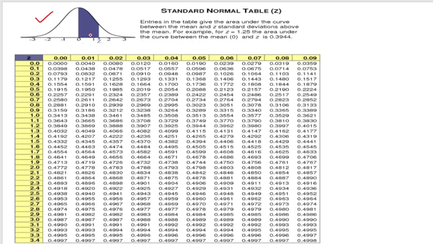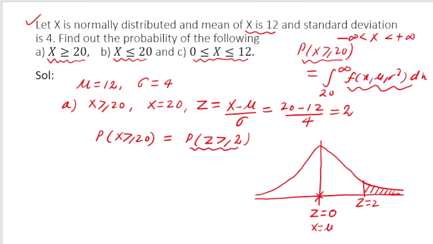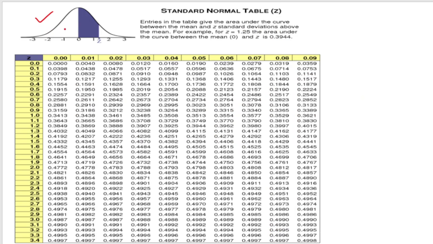Sorry, this table gives you the area between 0 to z. Why? Because we know that if the curve is symmetrical, 50% of the area, meaning half of the area, will lie to the left of z equals 0. So this area we already know is 50%, and 50% of the area lies to the right of z equals 0. Why? Because the curve is symmetrical, right?